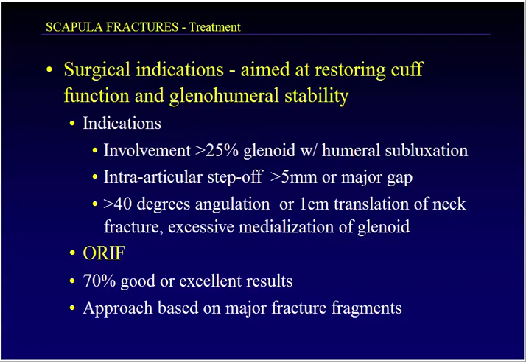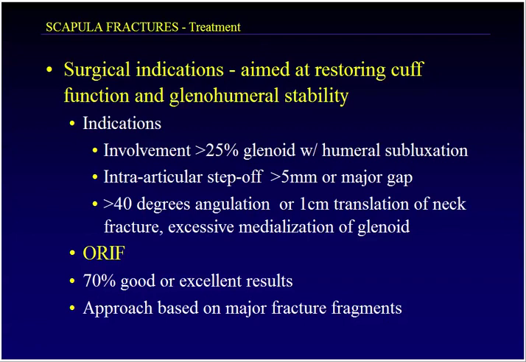If there's intra-articular step-off or displacement greater than 5 millimeters, or if you have greater than 40 degrees of angulation or 1 centimeter translation of the neck fracture, which can lead to excessive medialization of the glenoid, that can cause some significant problems with rotator cuff function due to the shortening of the cuff, and those would be ones where you would consider operative intervention. And that should be done with a formal open reduction internal fixation.